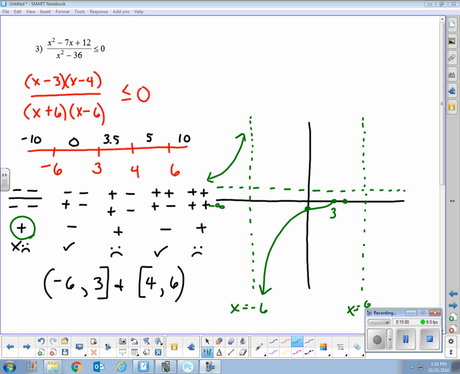Between 3 and 4, my graph is positive. Between 4 and 6, my graph is negative. And between 6 and infinity, my graph is positive. That's a branch up here. So you can use sign charts to help you define where your branches go. Kind of ties those two things together. So in class, you will get a worksheet, and you will practice doing some of these test point inequalities. Good luck.